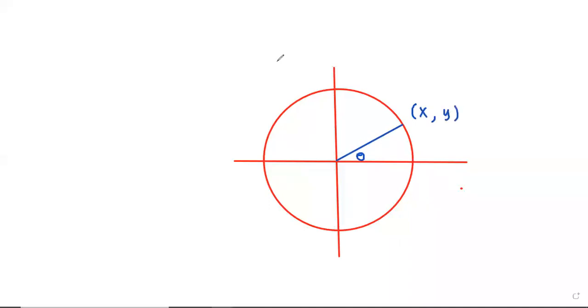If we are going to draw an angle of size 90 plus theta, so this angle here is theta, and this angle is 90. We will notice, as you see here, this point is x and y, and this point is not x and y.